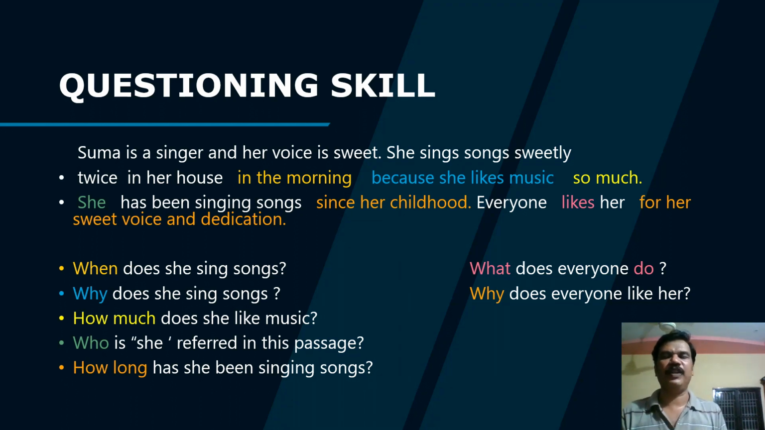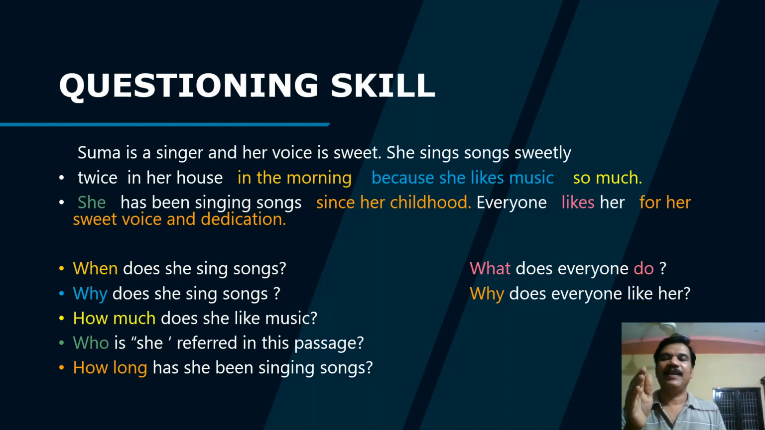Who is she referred in this passage? Suma is referred in this passage. Next, since her childhood, meaning from the beginning of her childhood days. So what would we use? Has been singing songs. Present perfect continuous tense, I have taught you. That means we should always use how long. So, how long has she been singing songs?